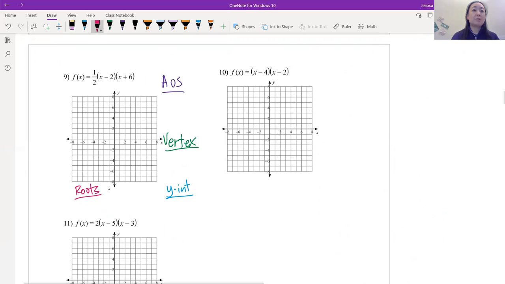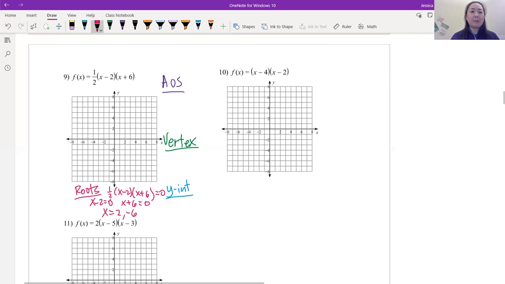So again, we're going to set these equal to 0. So 1/2 (x minus 2)(x plus 6) equals 0. Why does it equal 0? Because on the x-axis, y is equal to 0. So we know that x minus 2 has to equal 0 and/or x plus 6 is equal to 0. If either of these is true, the answer is 0. So x equals 2 and negative 6.